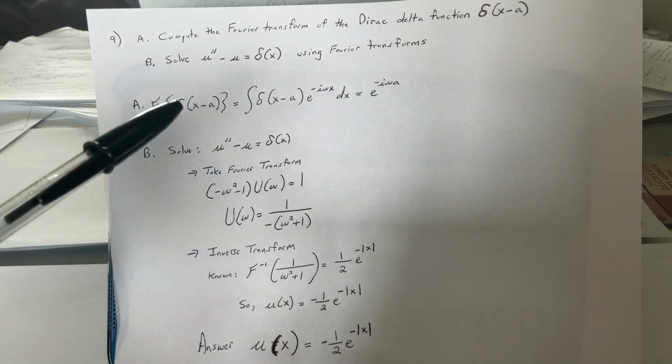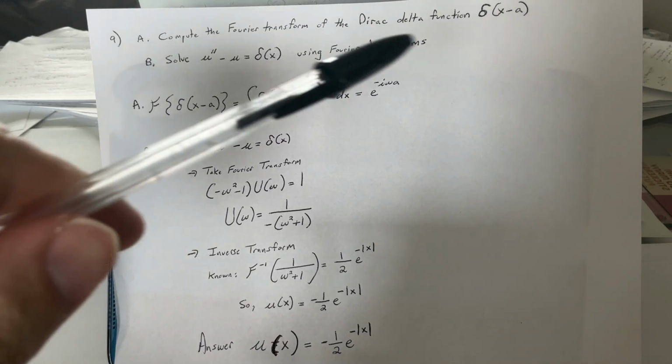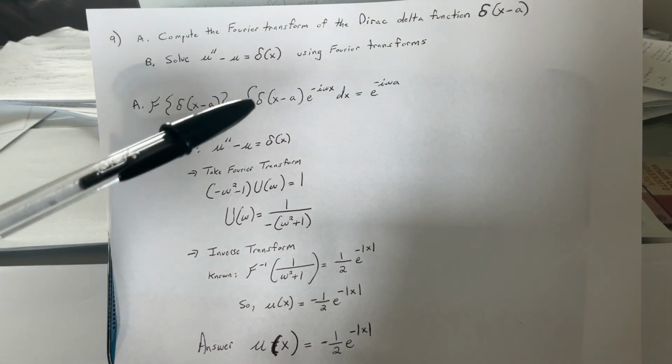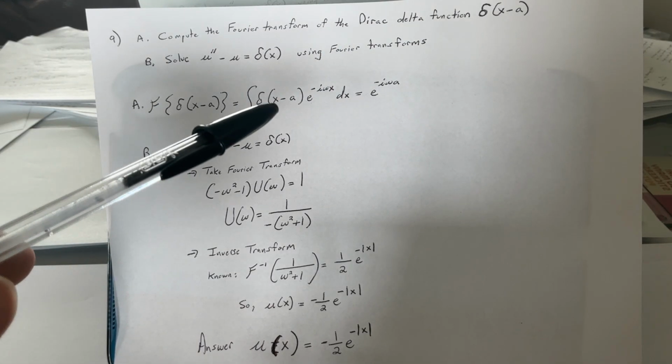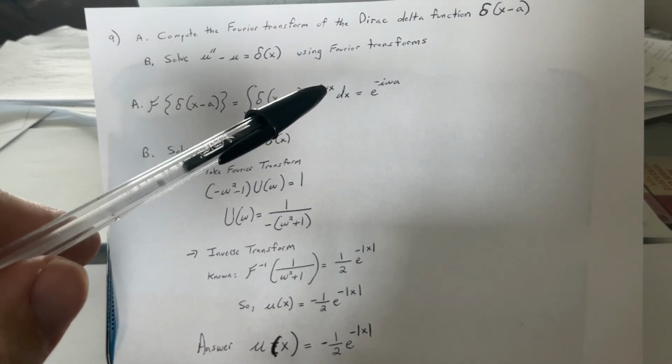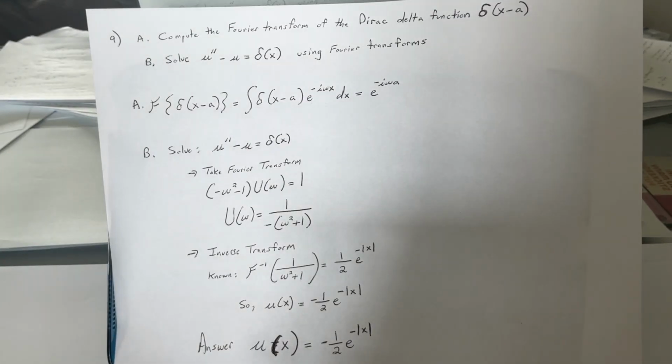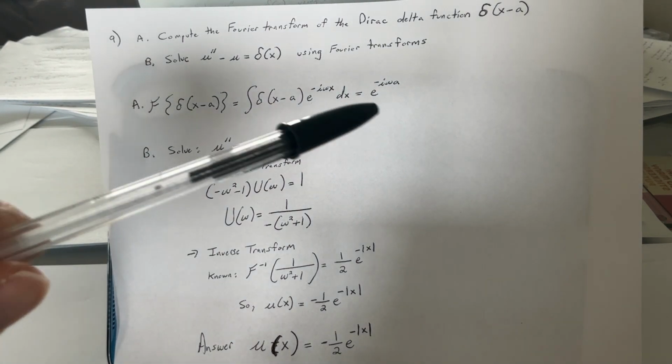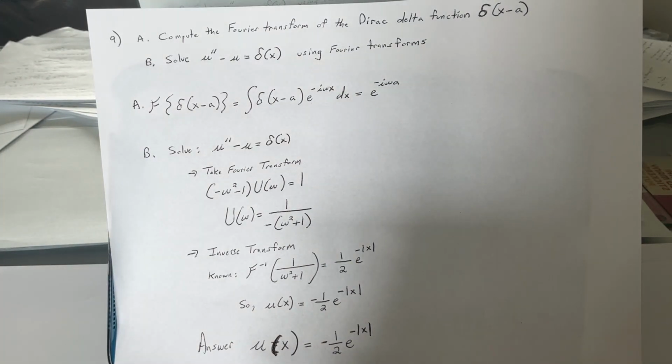So, okay, for letter A, the Fourier transformation of the Dirac delta function, okay, if we take the integral of delta x minus a e to the negative i w x dx, remember what the delta function is, what it yields. We're just going to get e to the i w a. You can do that quickly if you remember what the delta function comes down to in integral form.